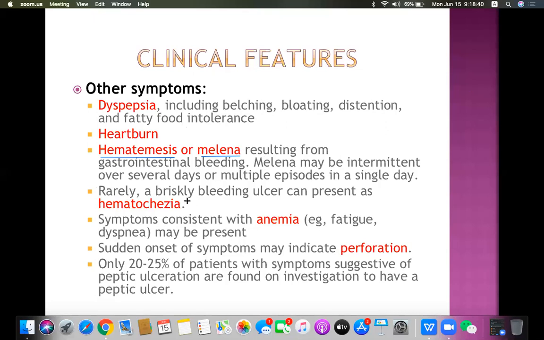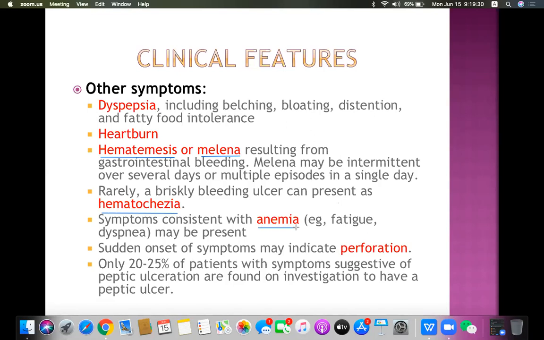Now, rarely a brisk bleeding ulcer can present as hematochezia as well. I'm sure you already know the meaning of hematochezia. What is hematochezia? Anyone? Fresh red blood, red color blood, fresh blood in the stool. Very good. Passage of fresh blood in the stool is called hematochezia. Now, you may be wondering why melena sometimes and why hematochezia other times. It depends how quickly or how briskly the ulcer is bleeding. In a heavy type of bleeding, hematochezia occurs because it doesn't have enough time for the alteration. That is the reason.